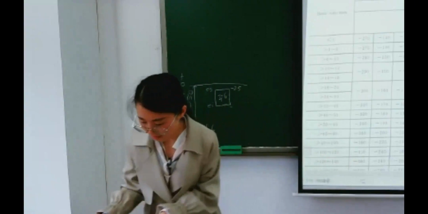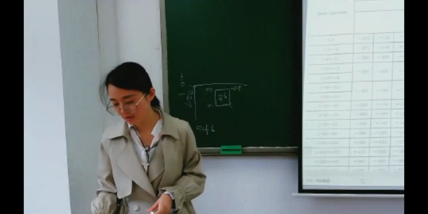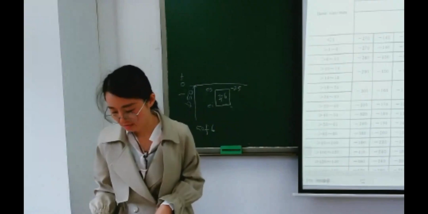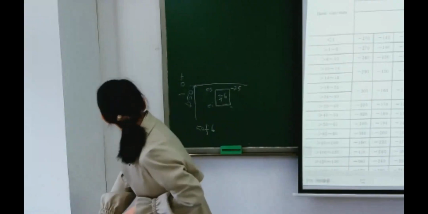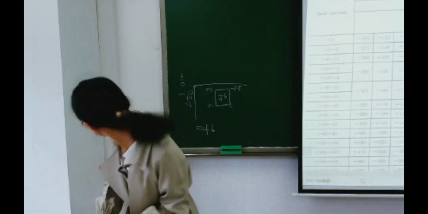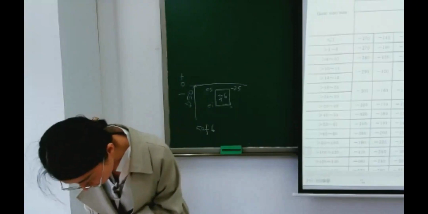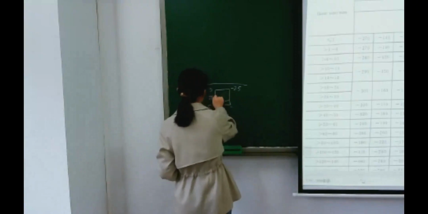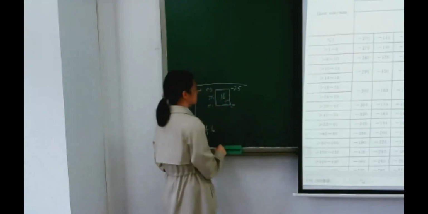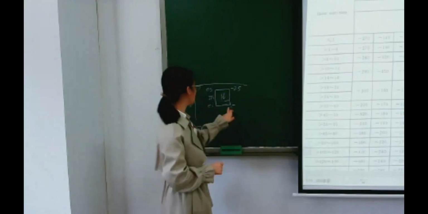Back to page 27, the table 2.4 for the value. 7, 6, 16. So this one is 16. So about this one, EI.